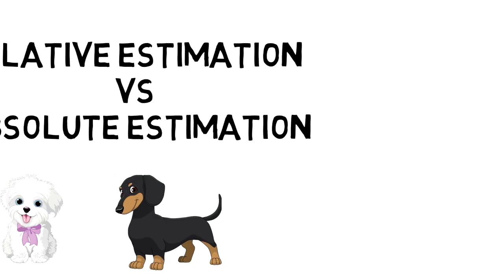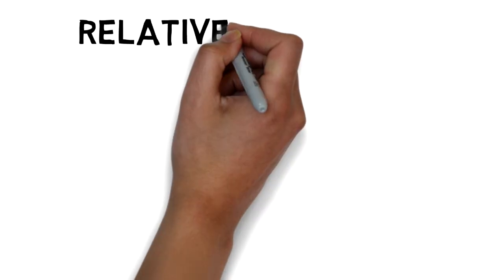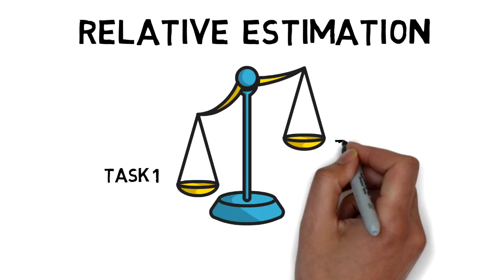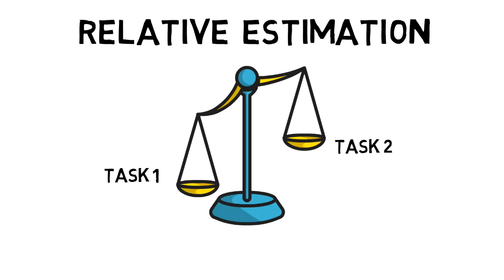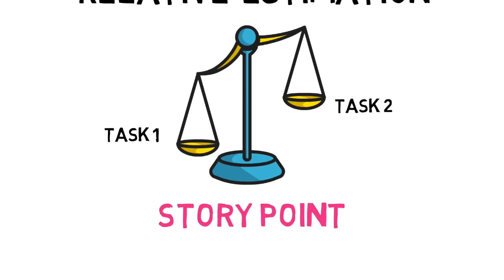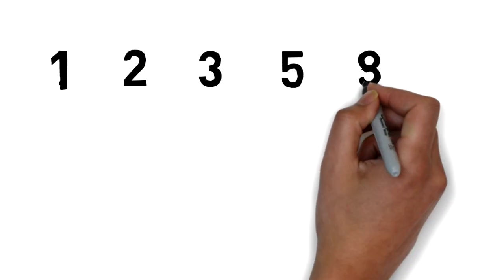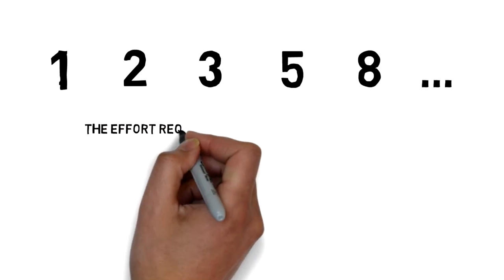Relative estimation means that we judge how big or complex a task is with respect to other tasks. And one of the units of complexity that can be used in this kind of estimation is the story point. So a story point is a number that tells the team about the effort required to implement a given user story.